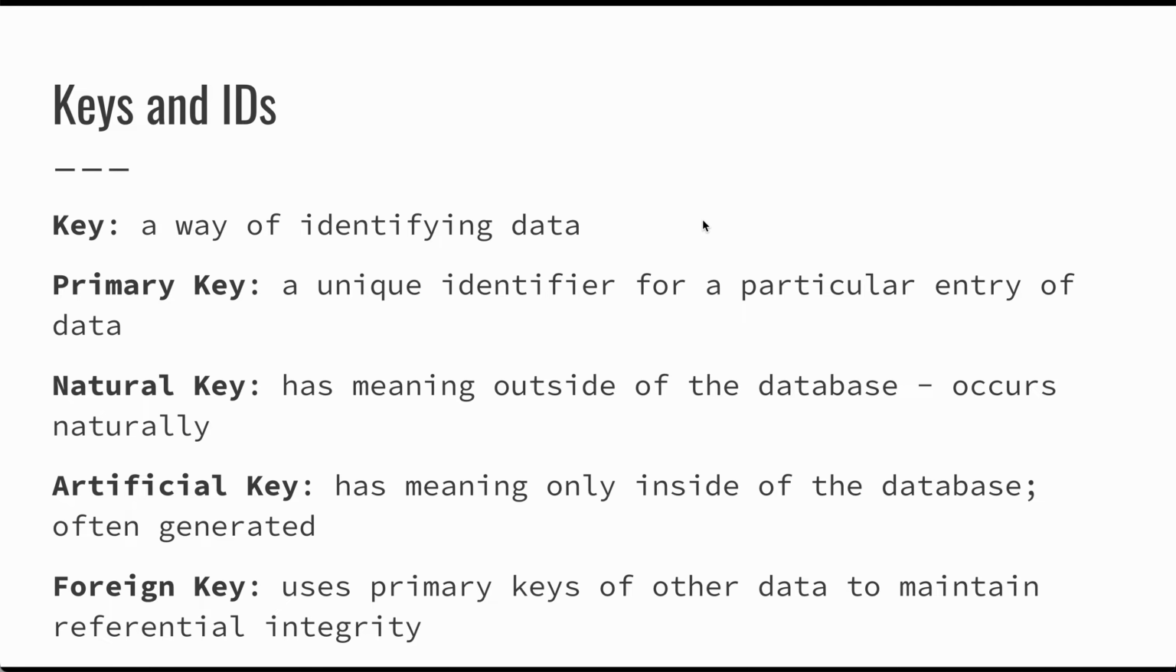So a key is simply a way of identifying data. It's a way to define what that particular entity or that record of data is. A primary key is a unique identifier for a particular entry of data. Now, natural versus artificial key. A natural key basically has some meaning outside of the database. It occurs naturally, whereas an artificial key is generated typically. It only has meaning inside of the database, often generated.